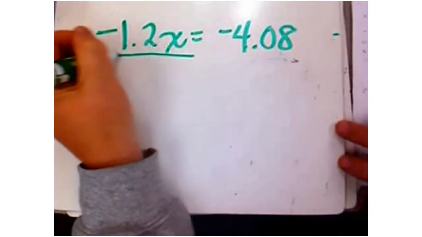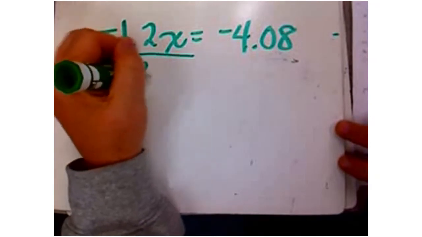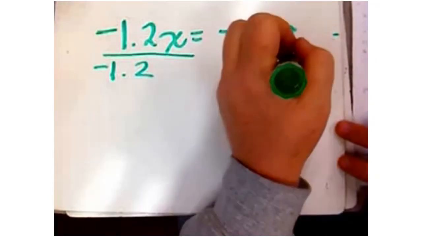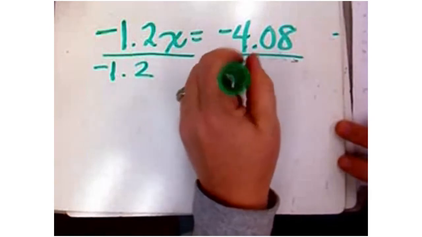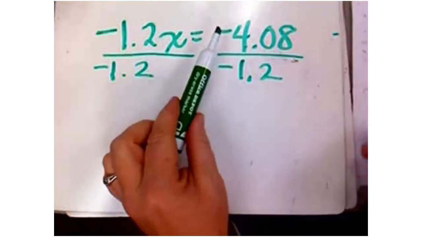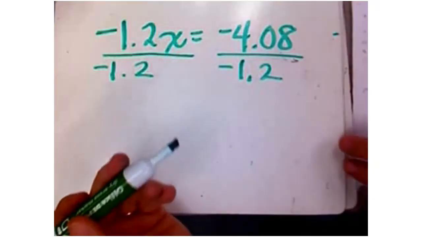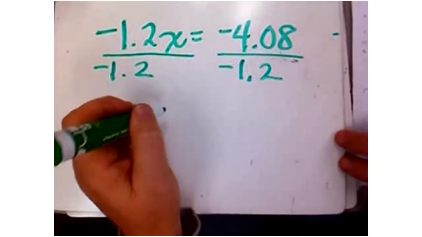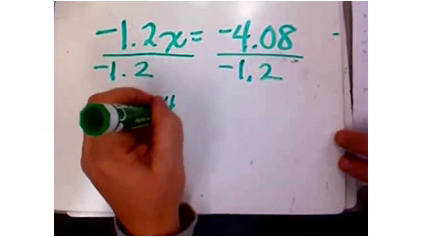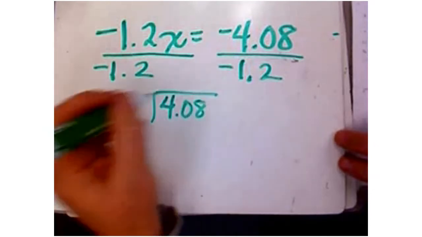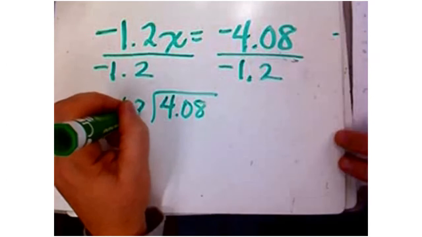So to undo multiplication, we have to do division, don't we? So we're going to need to divide both sides by negative 1.2. When we know a negative divided by a negative, our answer is going to be positive. So we can just ignore those negatives now. We can set up our long division, 4.08 divided by 1.2.